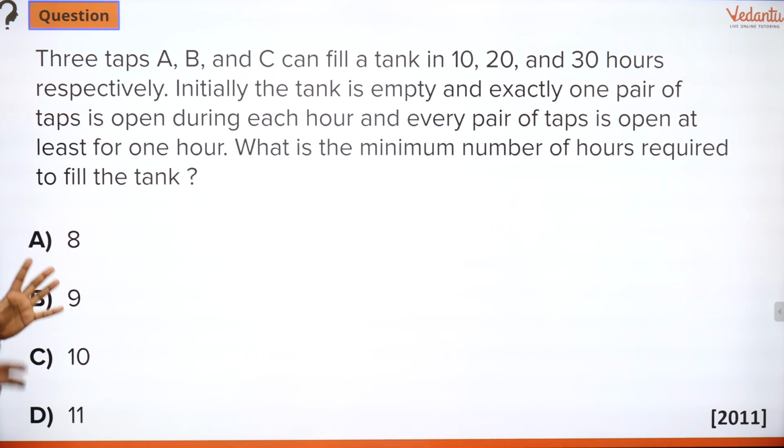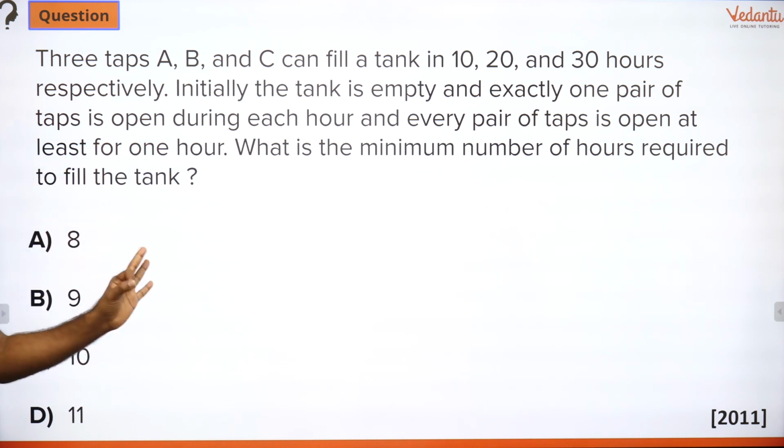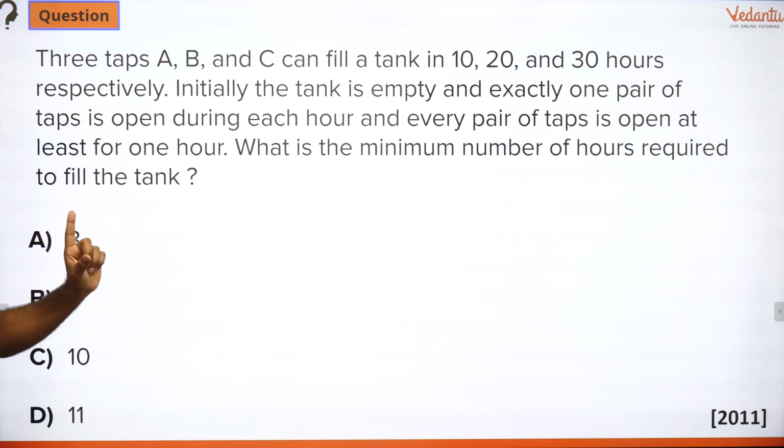Guys, this question is not based on maths alone. You have to use a little bit of logic also. You cannot solve this just by maths. You need to apply a little bit of thinking, and that is exactly what I expect from all of you. What is the condition? Every hour a pair of taps will be open. You can't open all 3, only a pair. The second condition is that every pair must be used at least once.